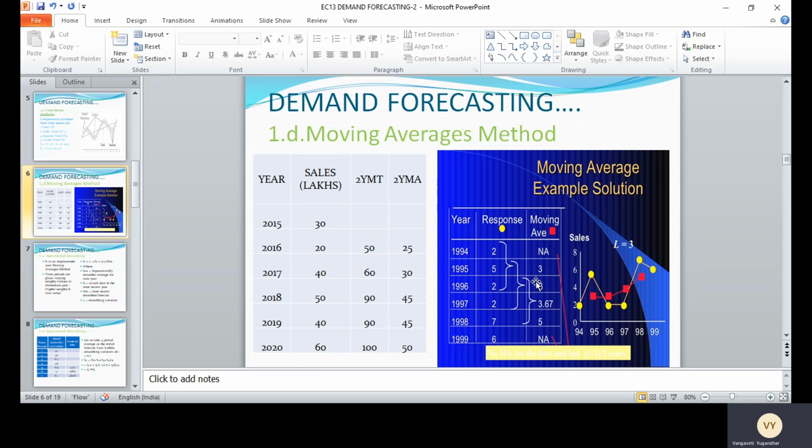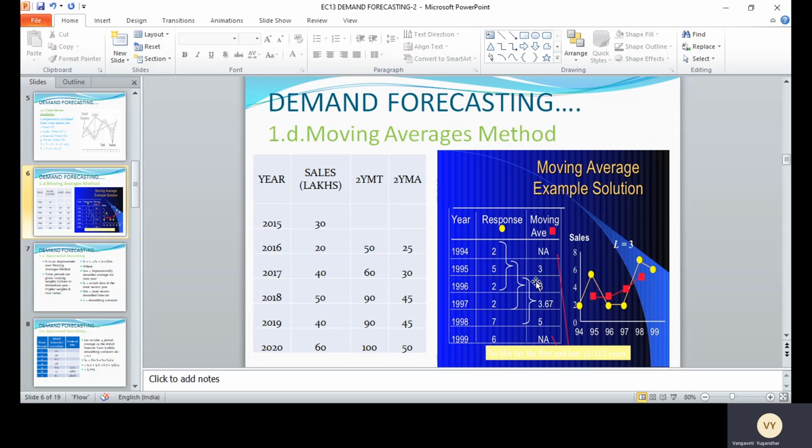Before we calculate the 2-year moving average, let us calculate the 2-year moving total. 30 plus 20, 50. 20 plus 40, 60. 40 plus 50, 90. 50 plus 40, 90. 40 plus 60, 100. So these are the 2-year moving totals. When you divide these totals by 2, 50 by 2, 25. 60 by 2, 30. 90 by 2, 45. Like that, we will get the 2-year moving average.